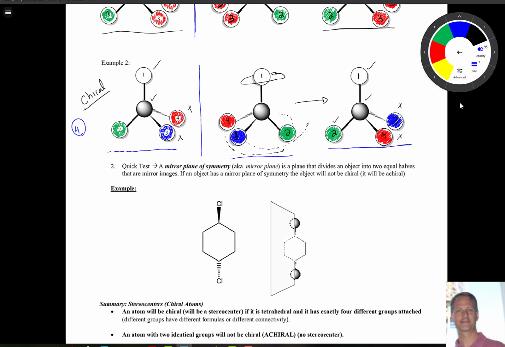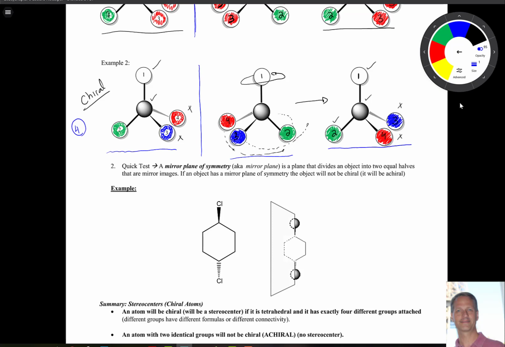Now there are other tests that we can use too. There's a quick test. That quick test is to look for a mirror plane of symmetry, sometimes called a mirror plane. It's a plane that divides an object in 2 equal halves that are mirror images. So if an object has a mirror plane of symmetry, the object will not be chiral. It will be achiral.